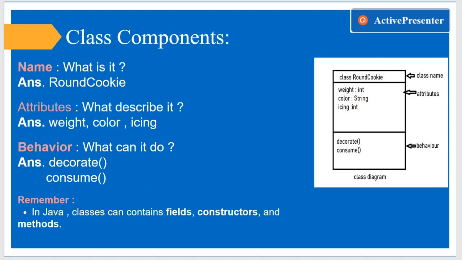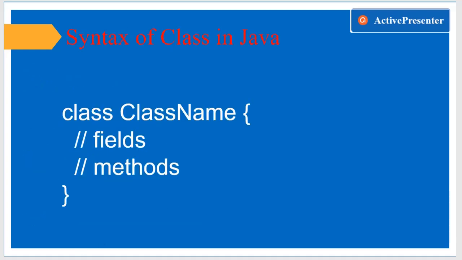So in Java, classes can contain fields, constructors and methods. These are the fields, this is the method. It also contains a constructor, which we will see while we do programming. The syntax of a class in Java: the class keyword, the class name, curly brackets. Inside go the fields, and here go the methods.